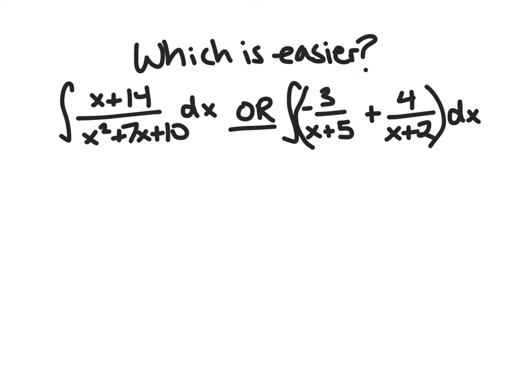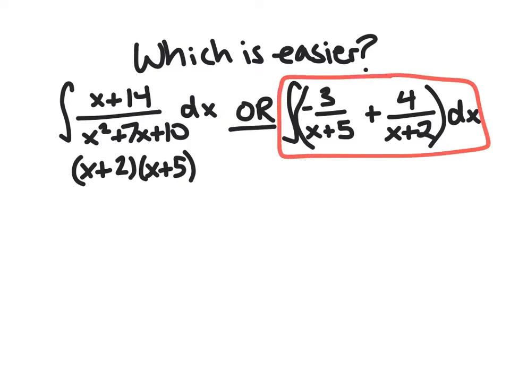The one on the left looks like maybe you could do u sub, but you would get 2x plus 7, and that is not a multiple of x plus 14. So u sub doesn't work. And even if you break it into x plus 2 and x plus 5, this isn't really helpful in any way. We get no cancellation. On the other hand, hopefully you selected this one on the right. This one works out nicely, right?